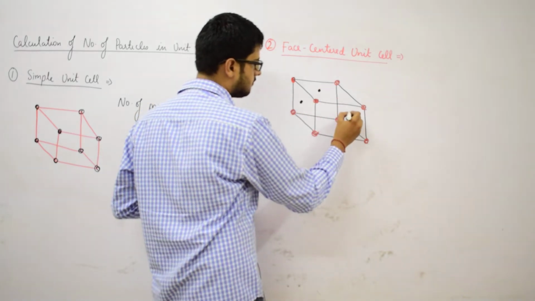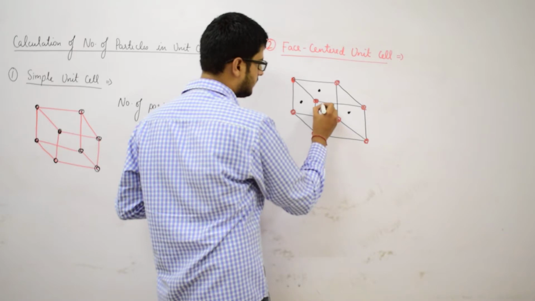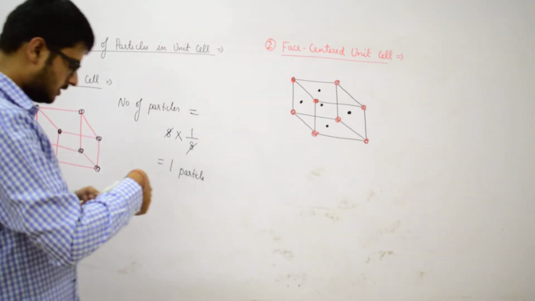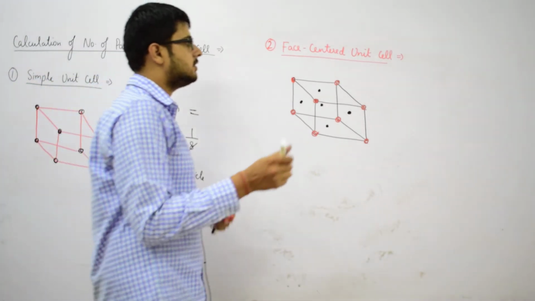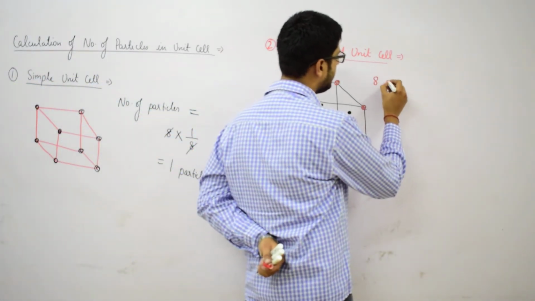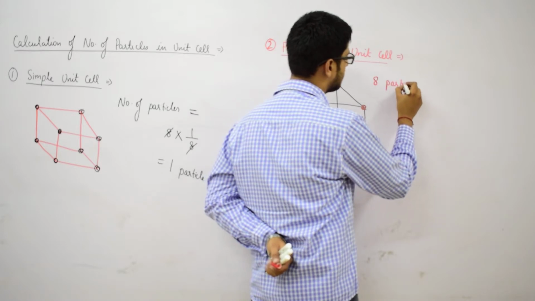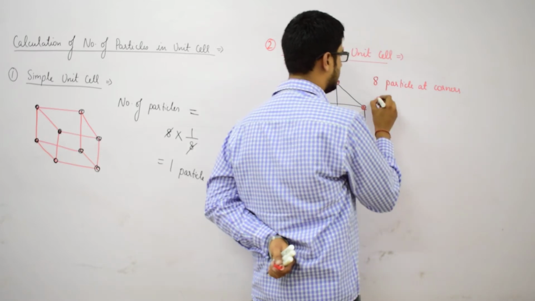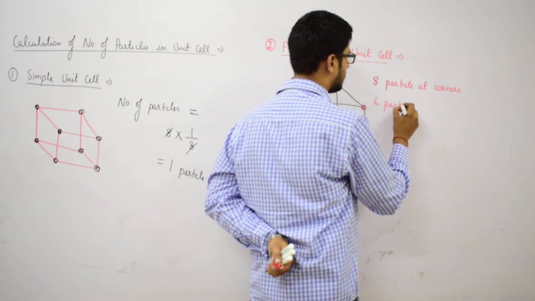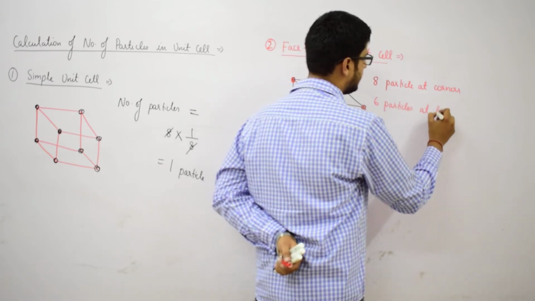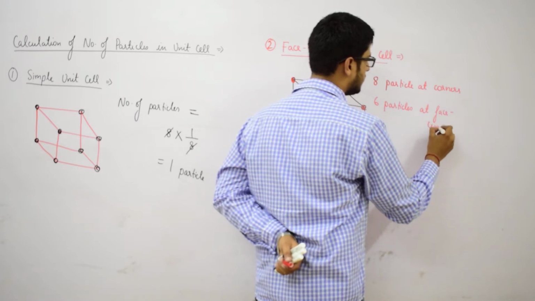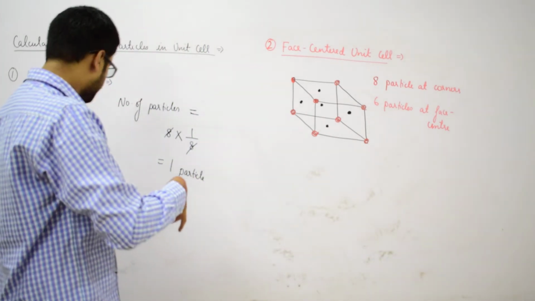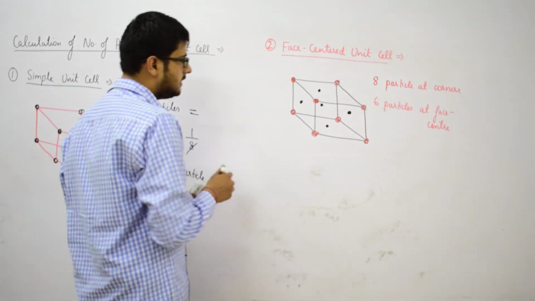So, this is a face centered unit cell, with particles at the center of 6 faces. In case of face centered unit cell, we have 8 particles at corners and 6 particles at face centers, but the total number of particles would be calculated as follows.